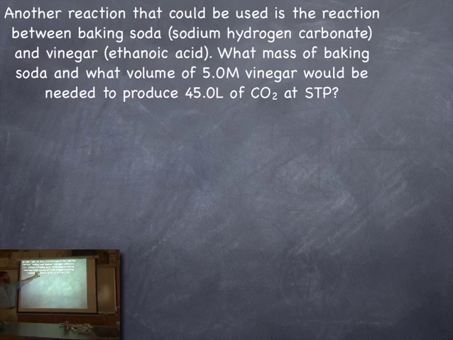So the question there is, in this rocket, we need to generate 45 liters of carbon dioxide at STP. So I want the volume of carbon dioxide to be 45 liters. And I'm going to use 5 molar vinegar and some mass of baking soda. Your example problem right now is based on 45 liters of carbon dioxide produced. What mass of baking soda do you need? What volume of vinegar do you need?